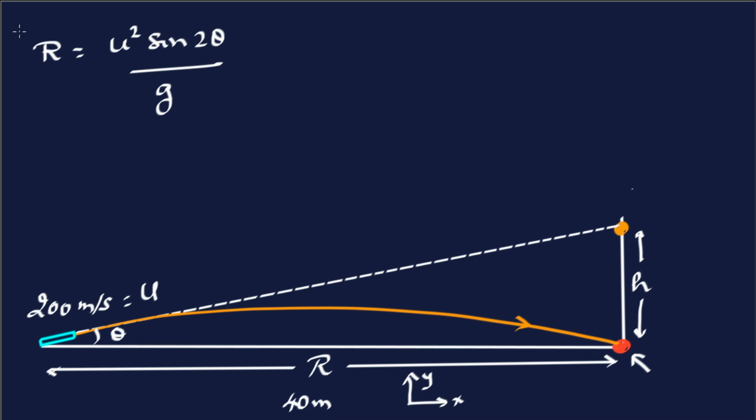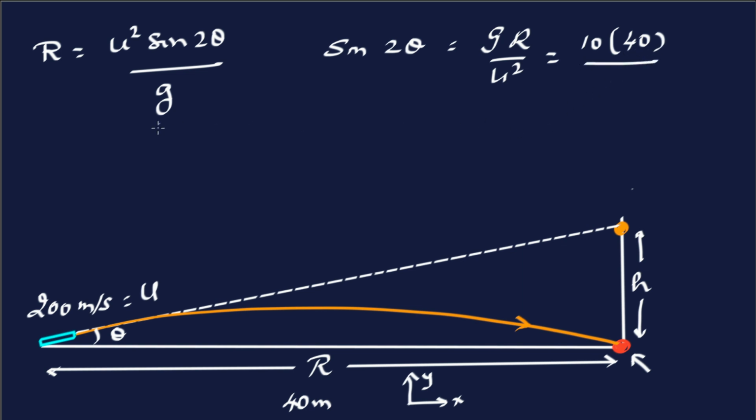So let's apply our range formula to solving this particular example. A gun is capable of firing bullets at 200 meters per second. 40 meters from it at the same level there is a target. Question is, at what height above the target should we aim the gun? So we start with this formula. We have sin 2 theta is equal to g times r by u squared. So that is equal to 10 times 40 divided by u squared, that is 200 squared. And this turns out to be 1 by 100.